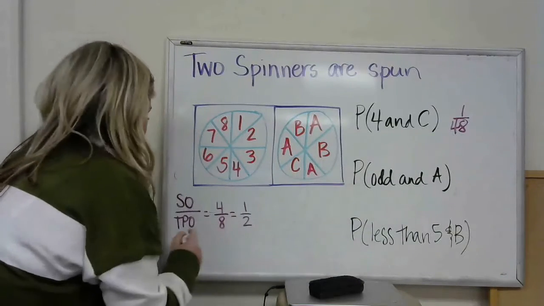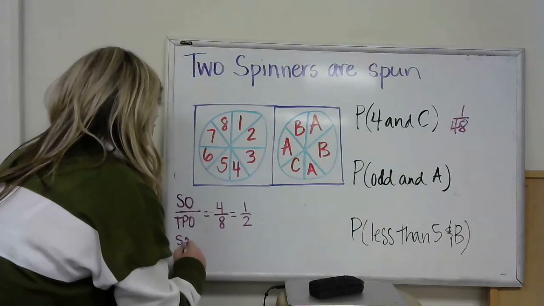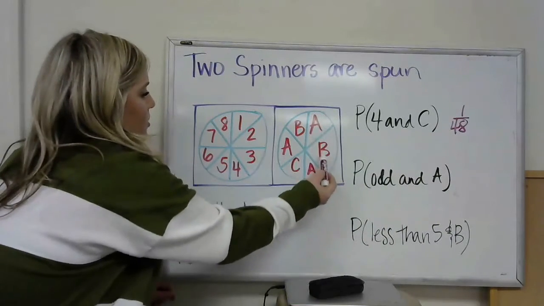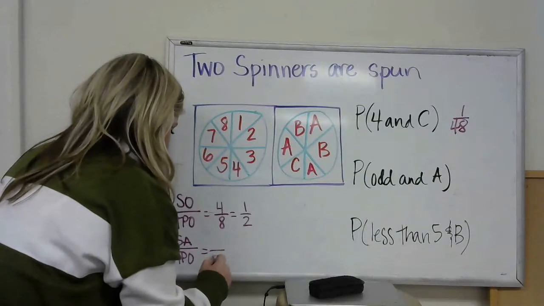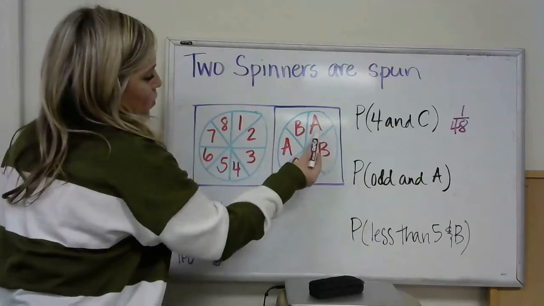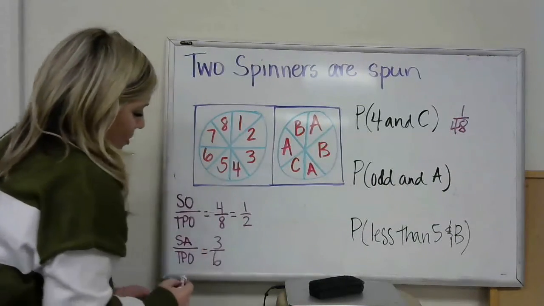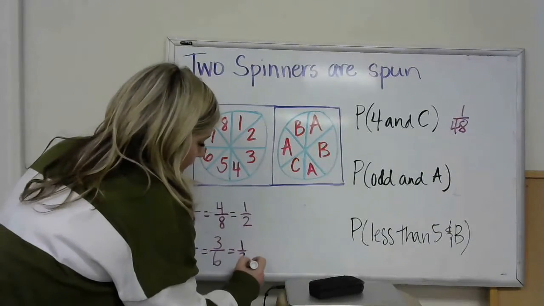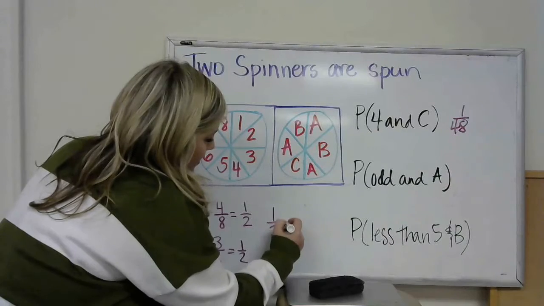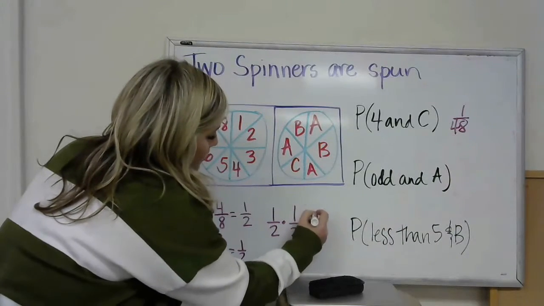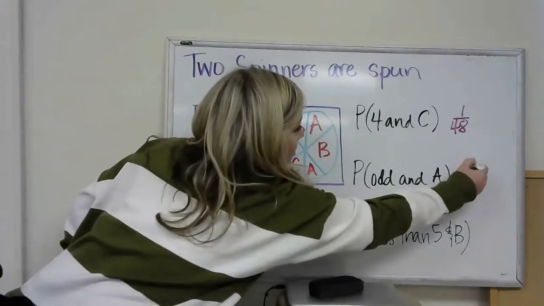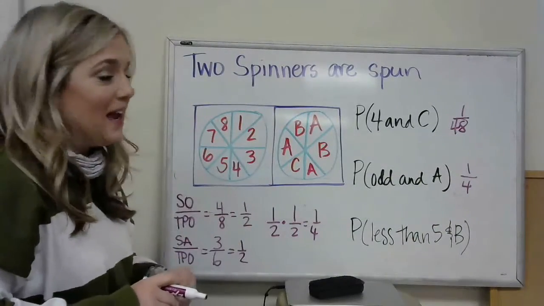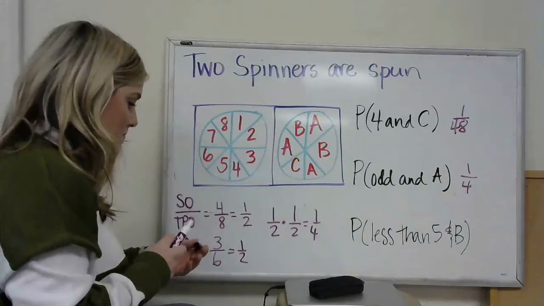Okay, and then spinning an A. So spinning A out of total possible outcomes. Again, we know that there's 1, 2, 3, 4, 5, 6 outcomes. And let's see how many A's. 1, 2, 3. Okay, 3 out of 6 spins will get me an A, but that reduces to 1/2. And we know that 1/2 times 1/2 is equal to 1/4. So the probability of spinning an odd number and then spinning an A is a 1 in 4 chance, okay?